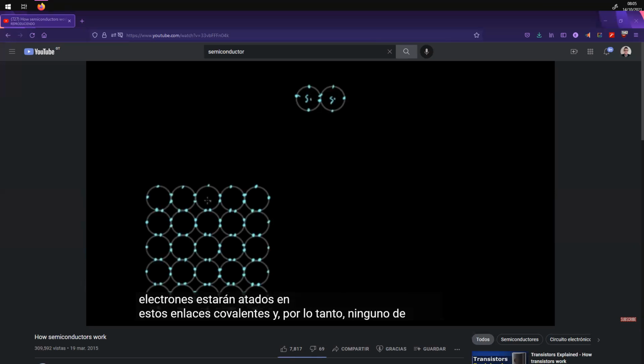And so none of the electrons are going to be free to move around, at least not at any kind of normal temperature that we would find this at. And since in order to conduct electricity we need to have electrons that can move around, perfectly pure silicon like this actually doesn't conduct electricity.